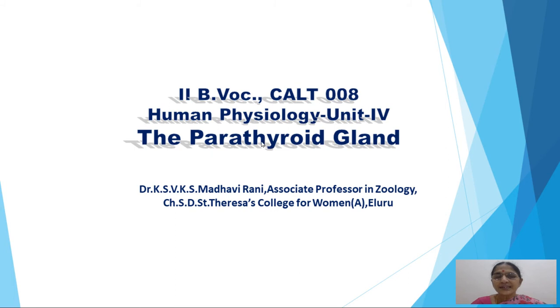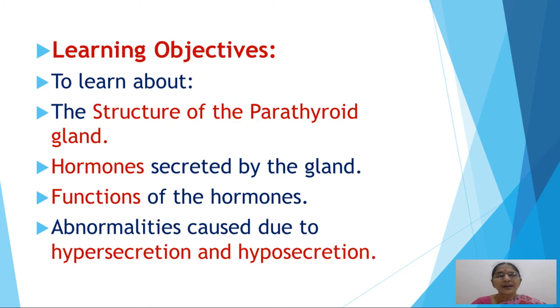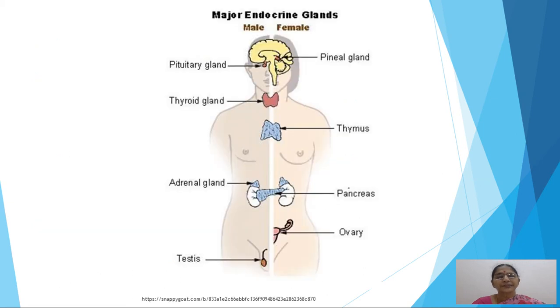Today, let us learn the topic parathyroid gland. It comes under Human Physiology, Unit 4. Coming to the learning objectives of this topic, we will study about the introduction to endocrine glands and then the structure of the parathyroid gland, hormones secreted by the gland, functions of the hormones, and abnormalities caused due to hypersecretion and hyposecretion.